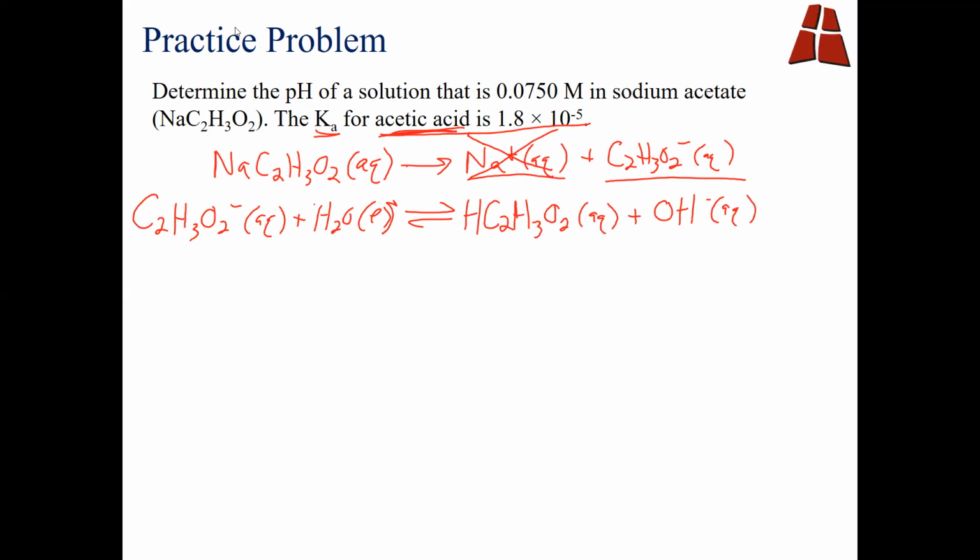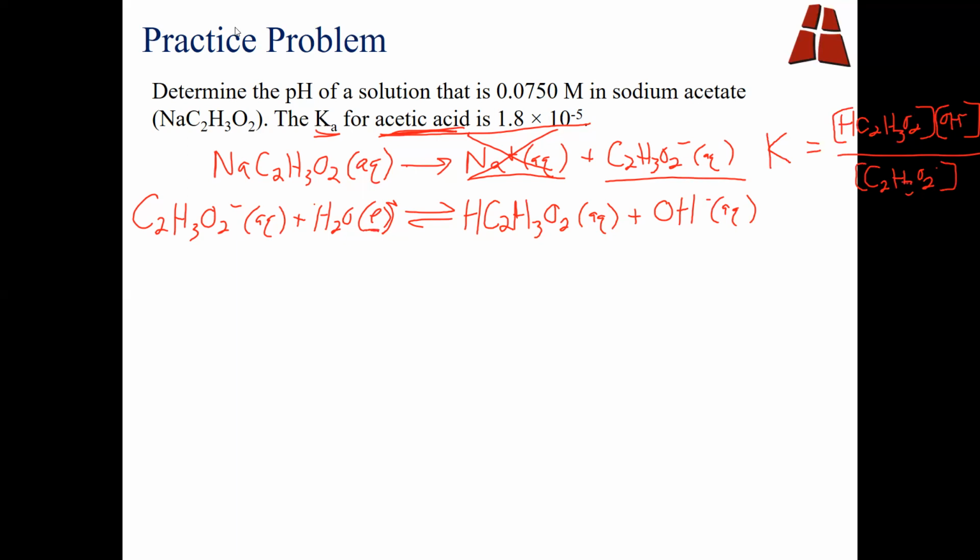And so this is where we can then write an equilibrium expression for that. So we're going to say K is equal to, again, our products over our reactants: HC2H3O2 times OH minus, divided by C2H3O2 minus. And we would ignore water because it is a pure liquid, right?